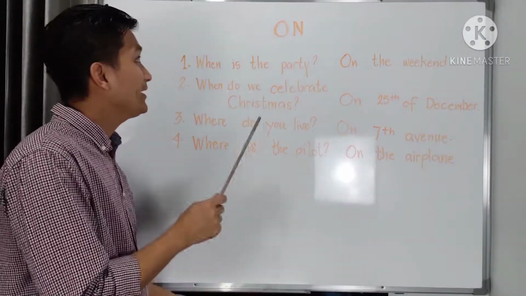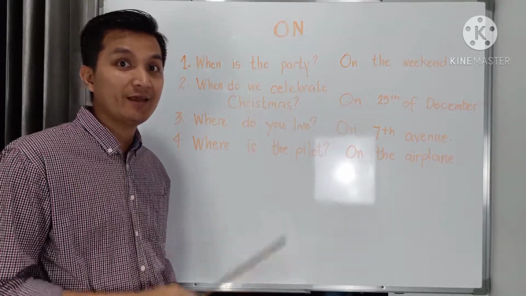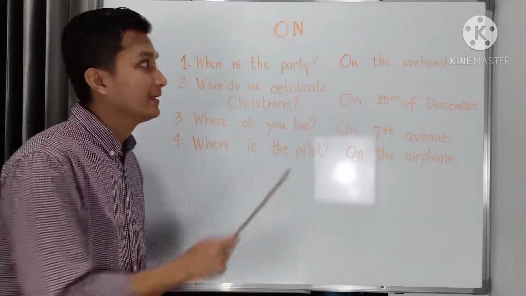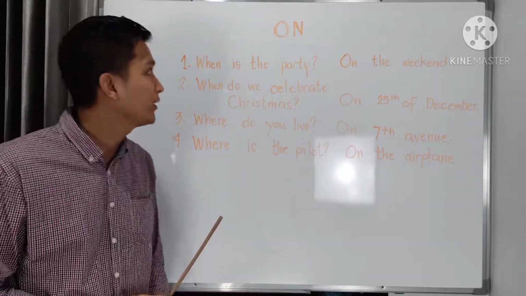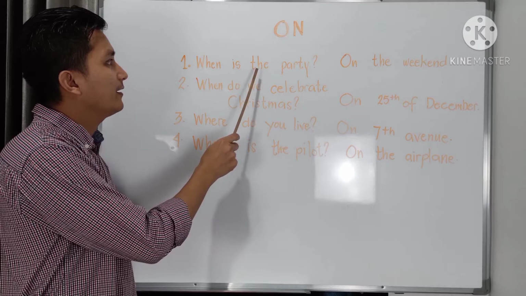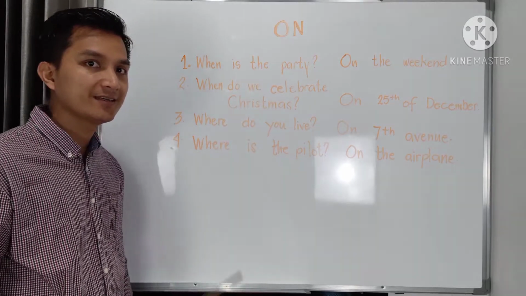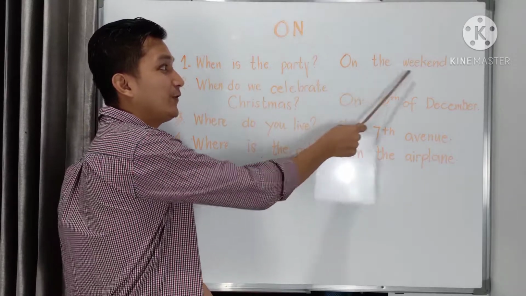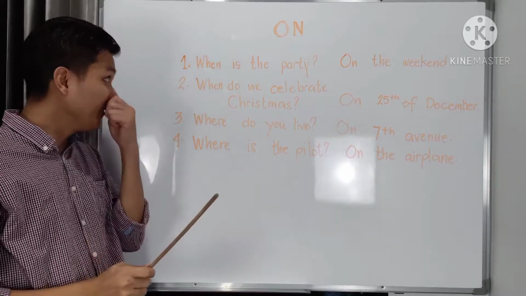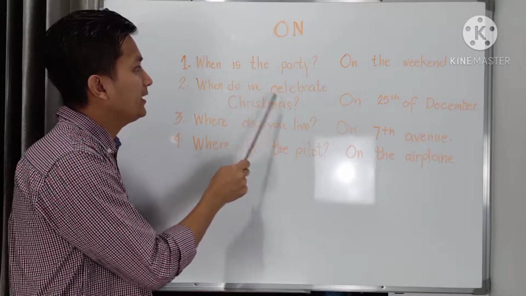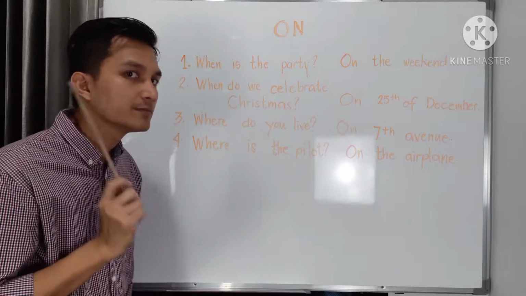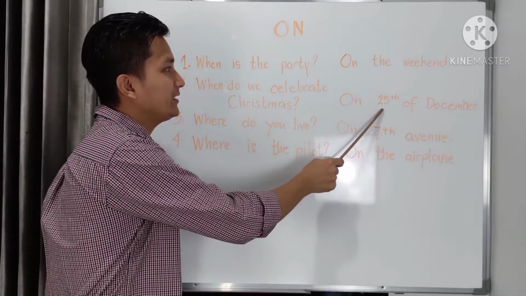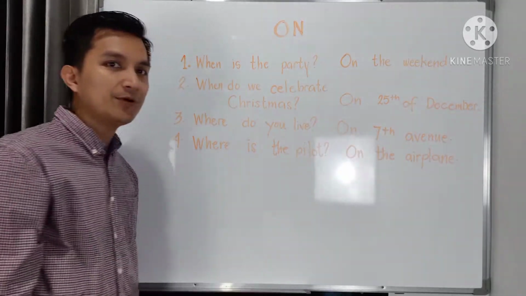Okay, kids, we have a few questions here for you to answer. Alright, so let's go in. The preposition on. When is the party? That is correct. On the weekend. Very good. When do we celebrate Christmas? That is correct. On the 25th of December.